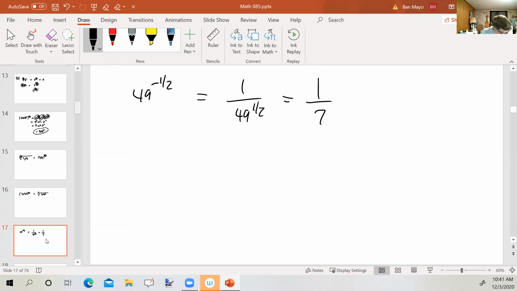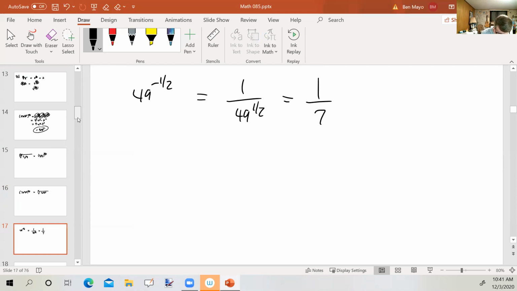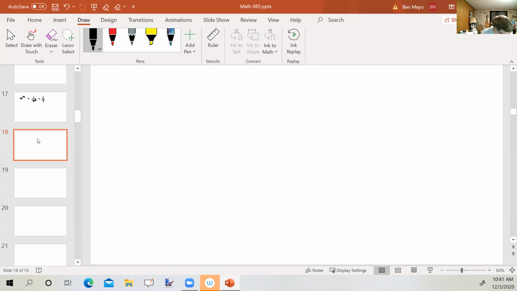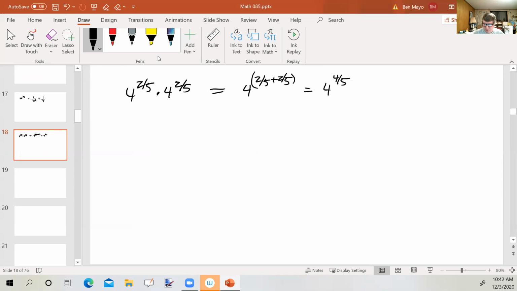Let's see here. 4 to the 2/5 power times 4 to the 2/5 power. When you're multiplying two powers with the same base, you take that same base and you add the exponents together and then attach them to that base. So you get 4 to the 4/5 power.